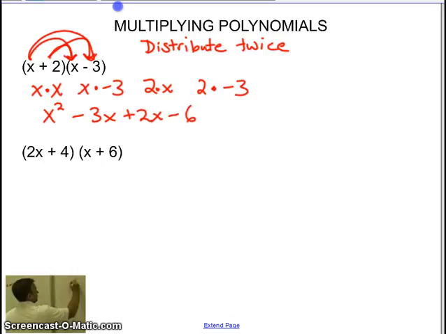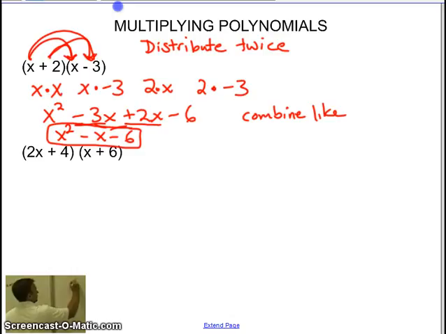Alright, when we're finished, we have this polynomial here. It's got 4 terms in it. But we have like terms. So what we're going to do at the end is combine like terms, so we can simplify our polynomial. Here are our like terms, -3x and positive 2x. So we'll have x squared minus 1x or minus x, and then minus 6 as our answer. And we're left with a trinomial.